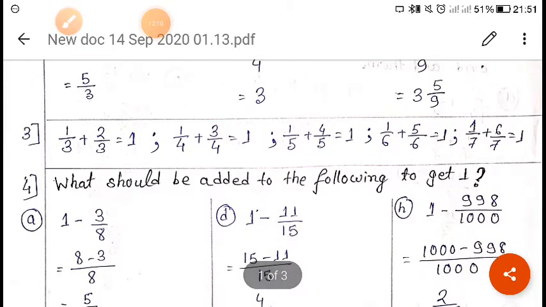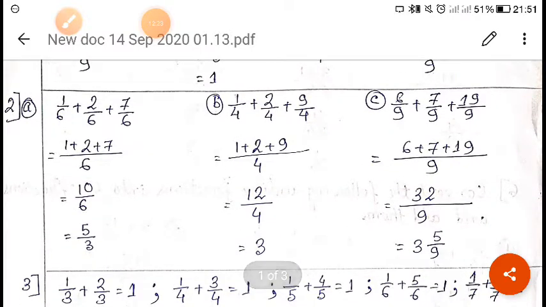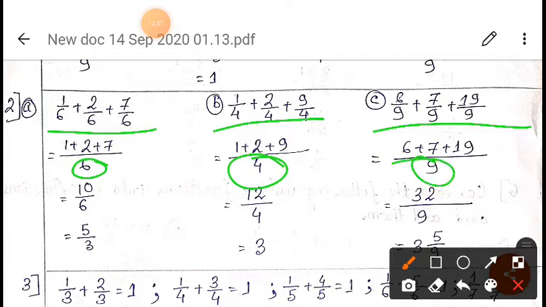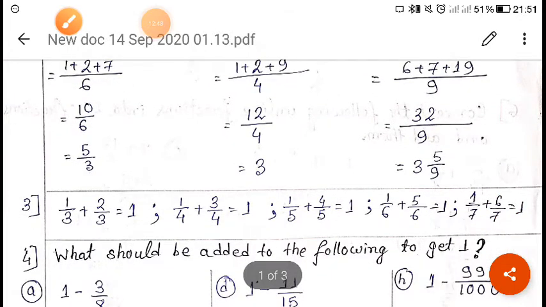Now next, we have to find the sum of the following like fractions, right? In question number 2, we have to find the sum of like fractions, okay? Like fractions means, as you can see, 6, 6, 6, 4, 4, 4, 9, 9, 9, the same denominator is there, right? So we will get here 6, here 4, and here 9. After that 1 plus 2 plus 7, as you can see I have done 10 by 6, we will get 5 by 3. Like this you can find out, right? I have discussed about this.